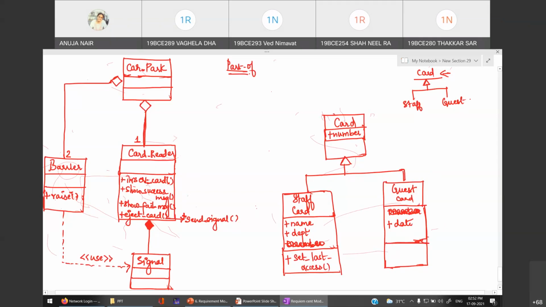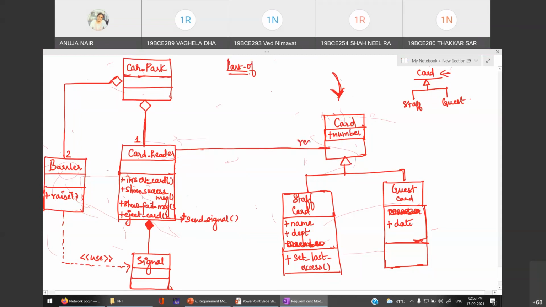Now you tell me what should I do? Now you cannot keep it hanging, this one. You cannot keep it hanging. So how do I connect? How do I connect? With card reader. Okay, I'm connecting it with card reader. What is the relationship I should show over here? Card reader reads card. Okay, so I'll put reads over here.